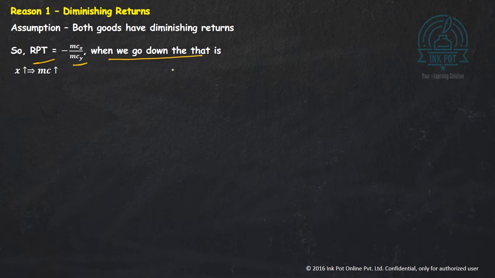So when we go down the PPF, we always go down the PPF. Those of you who have started from sem 3 know that you are always supposed to go down the curve, not ever up the curve.